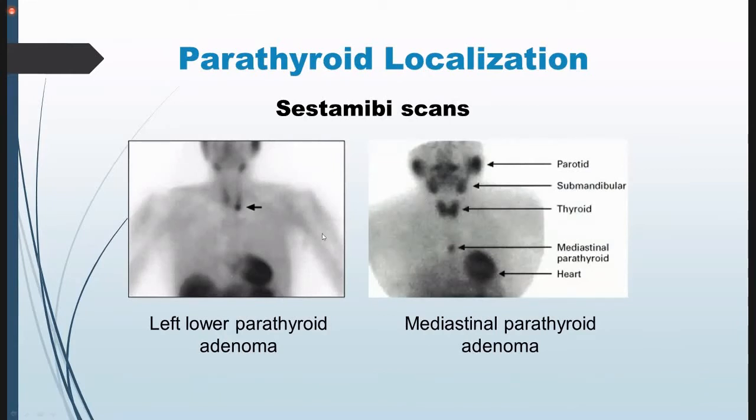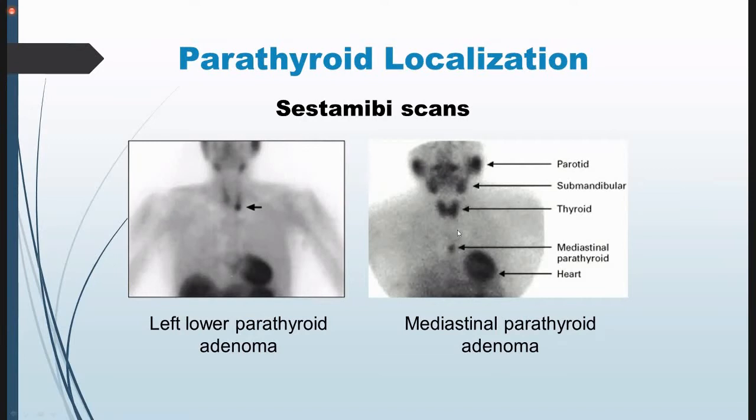So this is a sestamibi scan. This is a picture of a sestamibi scan, which is quite specific and sensitive for parathyroid localization. You can see in the first figure that the arrow shows a dark rounded area here. The dye which was taken up by the parathyroid gland is retained even after 120 minutes. So a left lower parathyroid adenoma has been diagnosed here.